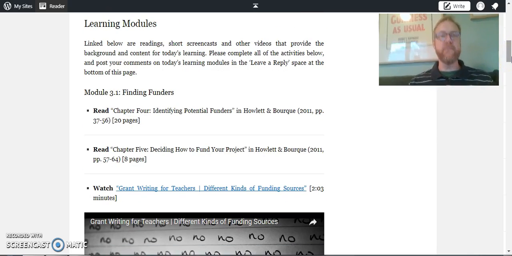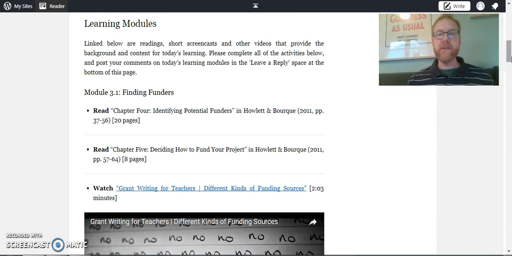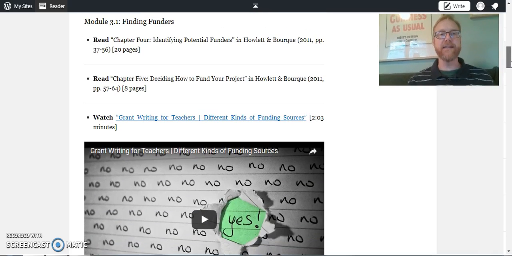So as a result, there are going to be a couple of modules, one shockingly titled Finding Funders. You're going to start by reading a couple of chapters out of Howlett and Bork, chapters 4 and 5, on identifying potential funders and then deciding how to fund your project. You'll see that this is one of the longest chapters you will read out of Howlett and Bork. Identifying potential funders means that you have to understand the different sources of funding. So where does the money come from is a really important idea.